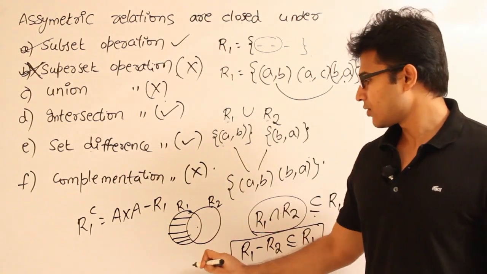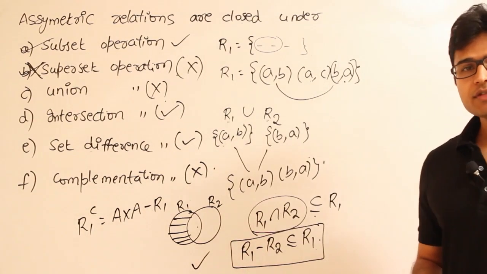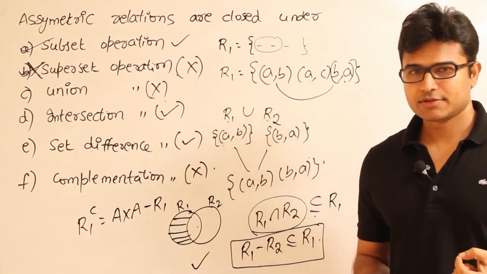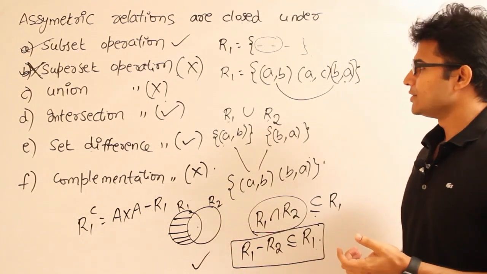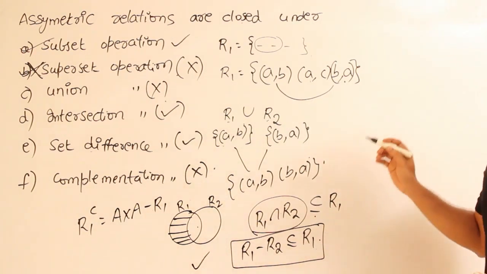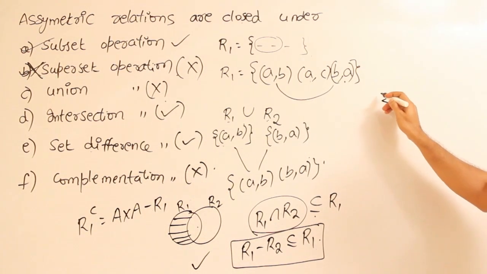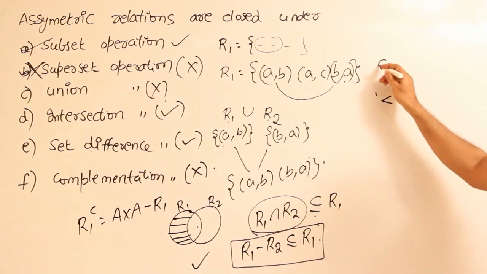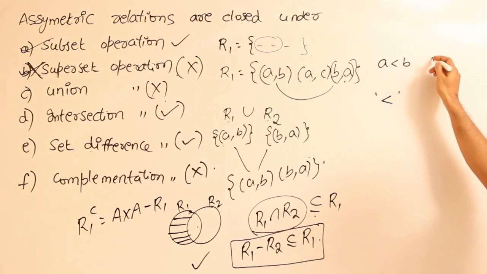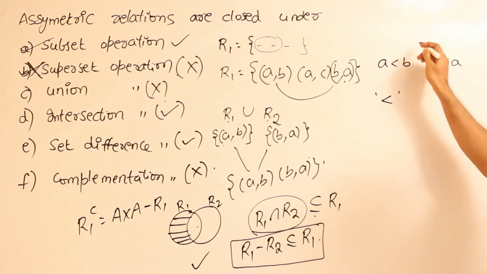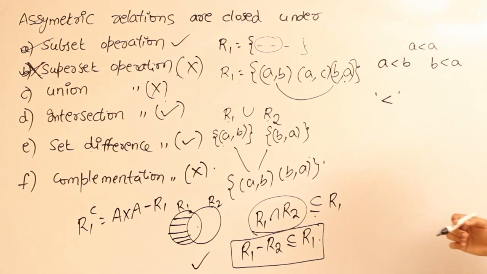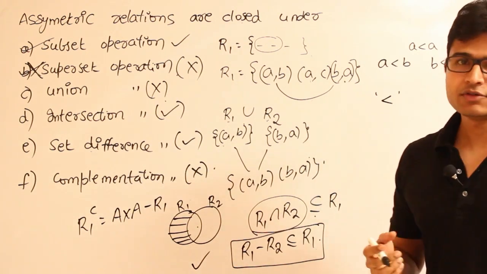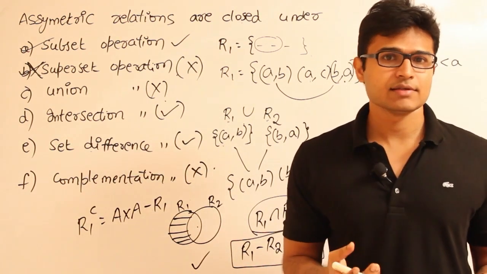Got it? Okay. Now if you want to see some examples of relations which are asymmetric, it is easy. One example is the relation less than on the set of all real numbers. Definitely it is asymmetric. The reason is it will not contain any symmetric pairs, because if A is less than B, then B cannot be less than A, and similarly A cannot be less than A. Therefore it will not contain any diagonal elements or symmetric pairs. Therefore less than is an example.